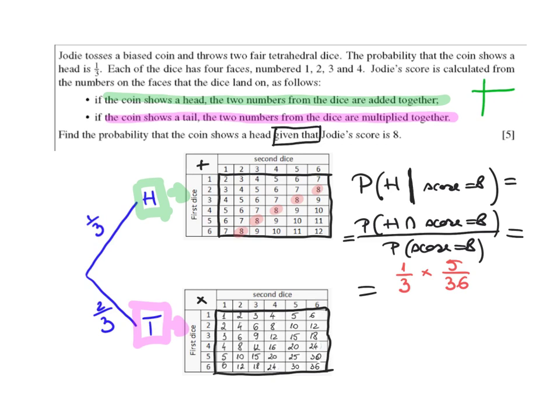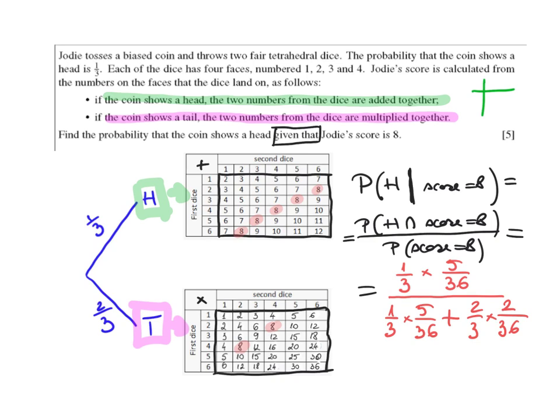Okay, now what do I do with the second one? The probability of a score being 8. So the score is 8. Now I need to look on all branches. So I still have 8 here and here. Therefore, I'll have over, when do I score 8? Here or here. So 1 over 3 times 5 over 36, showing me the 5 outcomes on the first branch after a head, or 2 over 3 times 2 over 36.